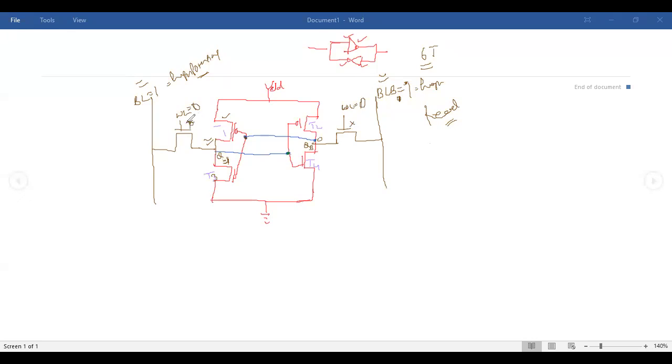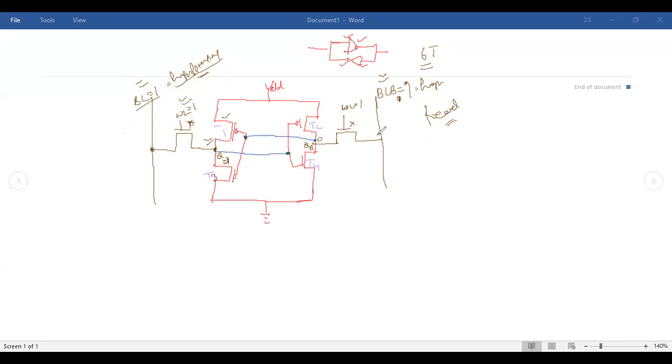But when you make this WL 1, it means that now you want your memory to get connected with the external world. When WL is 1, BL is equal to 1, it is high potential. You have high potential here because Q is 1. You have high potential here. So your transistor is on, with high potential from both sides.